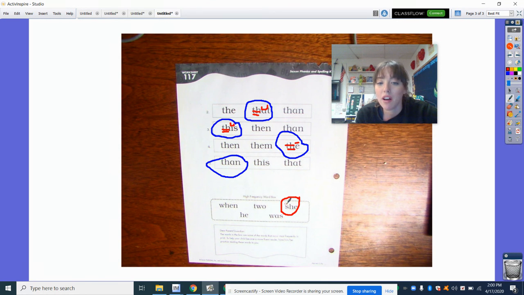You can spell all of these words with your letter tiles. And now let's put our hand on our throat and say our voiced TH sound one more time. Good.